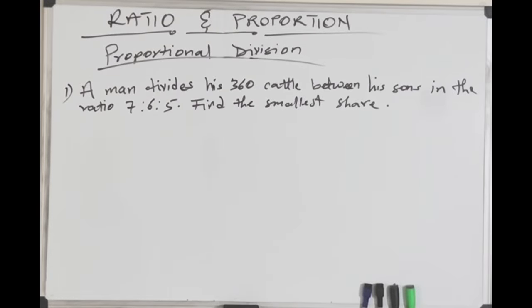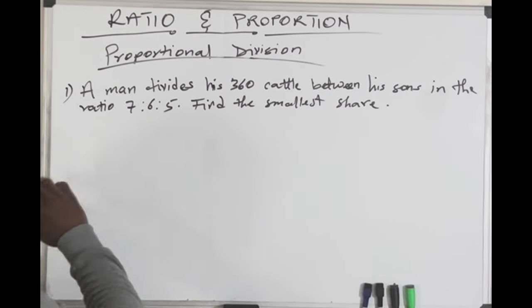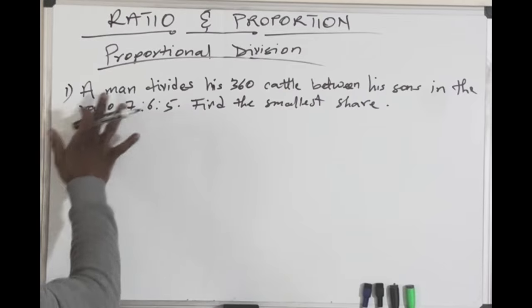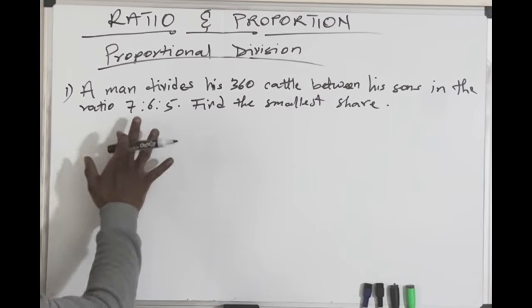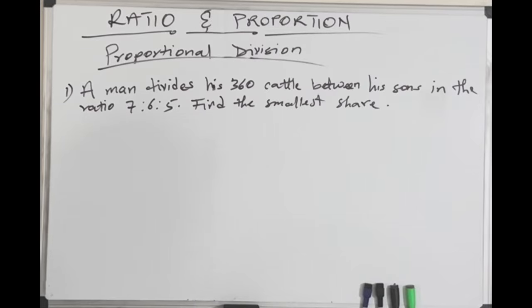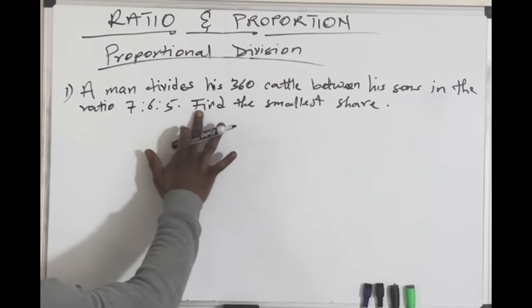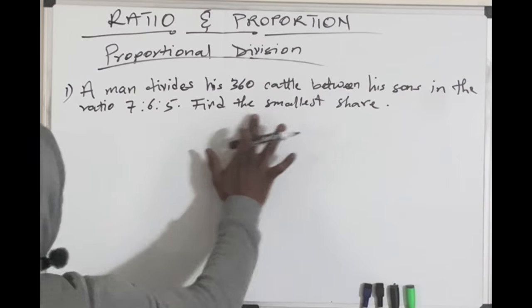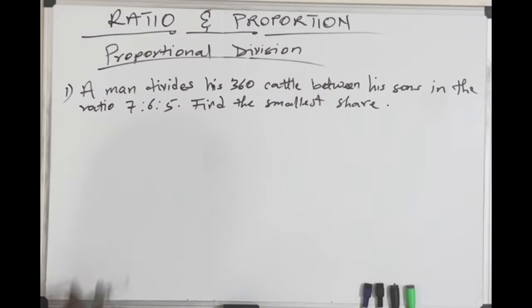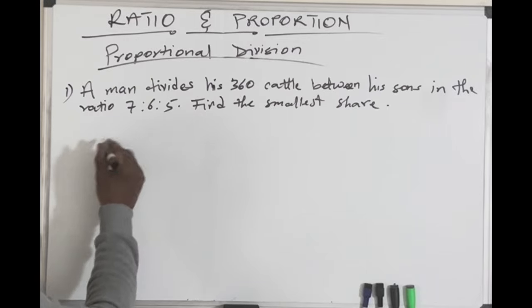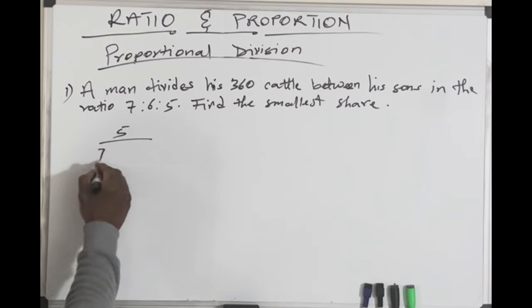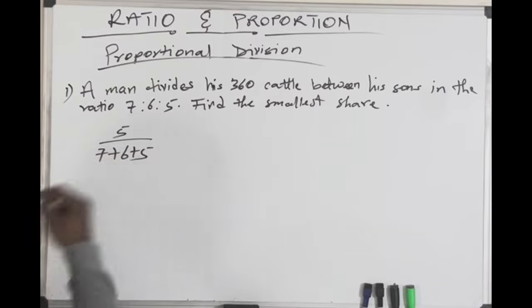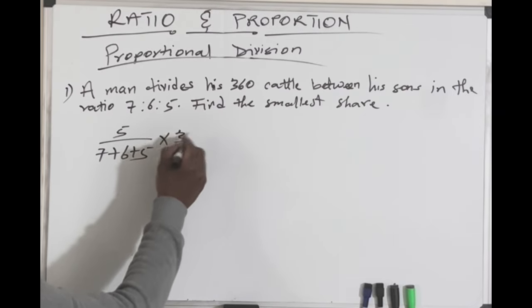A man divides his 360 cattle between his sons in the ratio 7 is to 6 is to 5. Find the smallest share. Logically, how many sons does this man have? One, two, three, 3 sons. The question says we should find the smallest, and the smallest is 5. So 5 over 7 plus 6 plus 5 times 360.